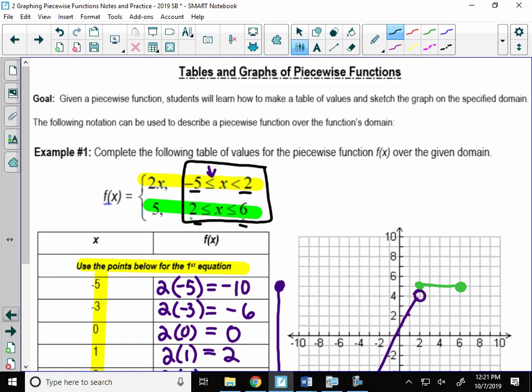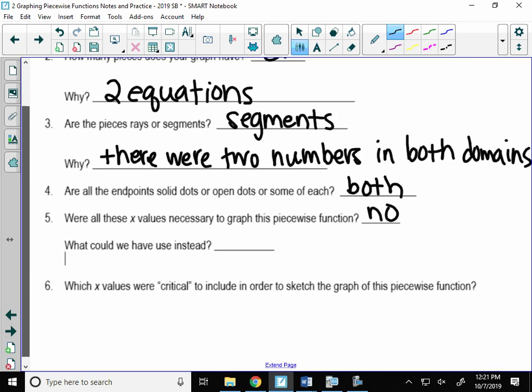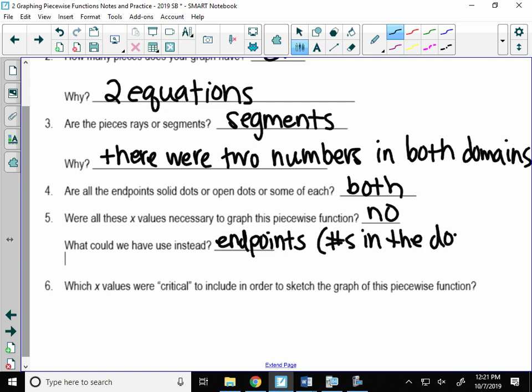So for this one, you really only needed to use the endpoints, because you guys know what that means. Endpoints, that's the numbers in the domain. Those are the key points. And I guess that kind of answers that question. 5 and 6 we get together. So let's speed up the next one, and then we'll ramp it up a little bit.